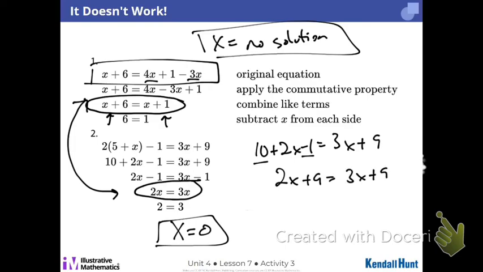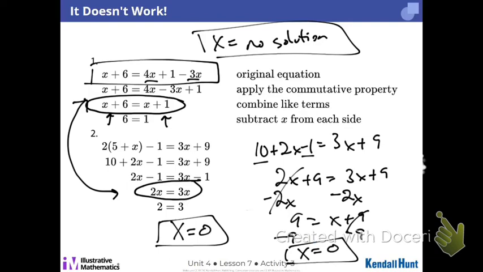Here's my move next. I know my goal is x equals number, right? So what I always do next every time is I get my variable on the same side. So 9 equals x plus 9. And when I do that, look at what it makes my x equal. 0. If you do that method of getting your variable on the same side as soon as you can, it'll pump out the 0 for you.